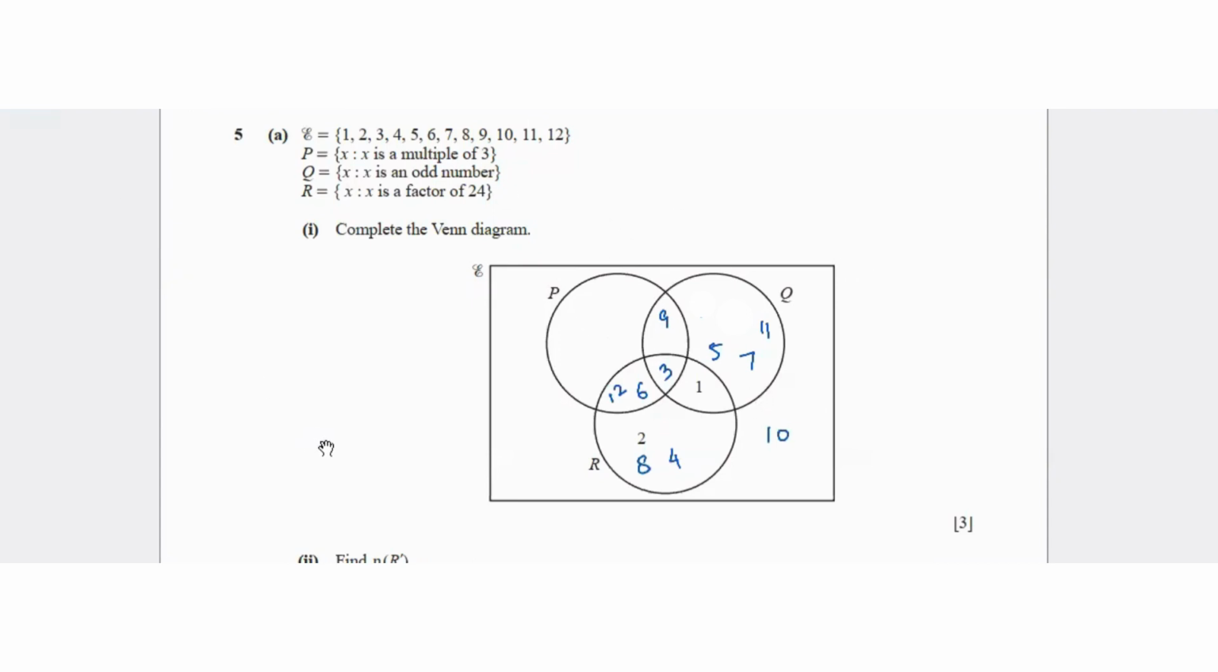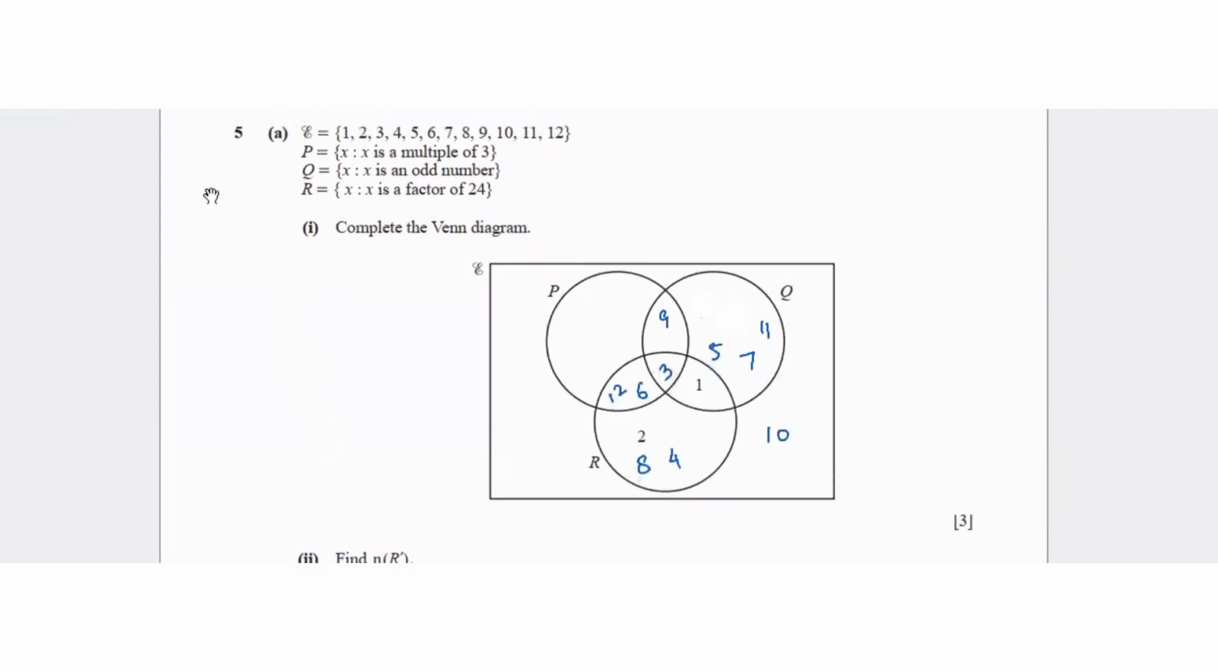Then it says find the number of R complement. R complement means those values which are not in set R. So R doesn't have 1, 2, 3, 4, 5 values. So that's going to be 5.